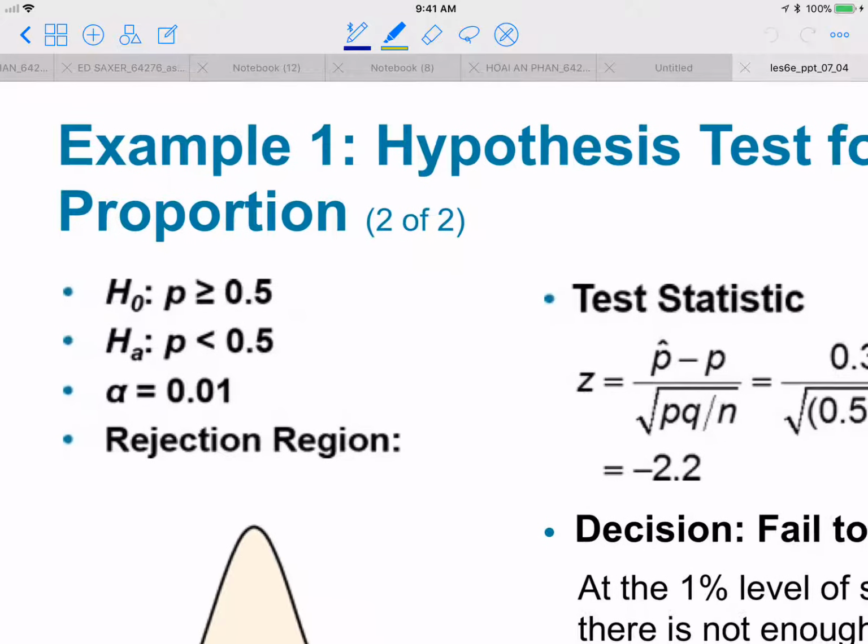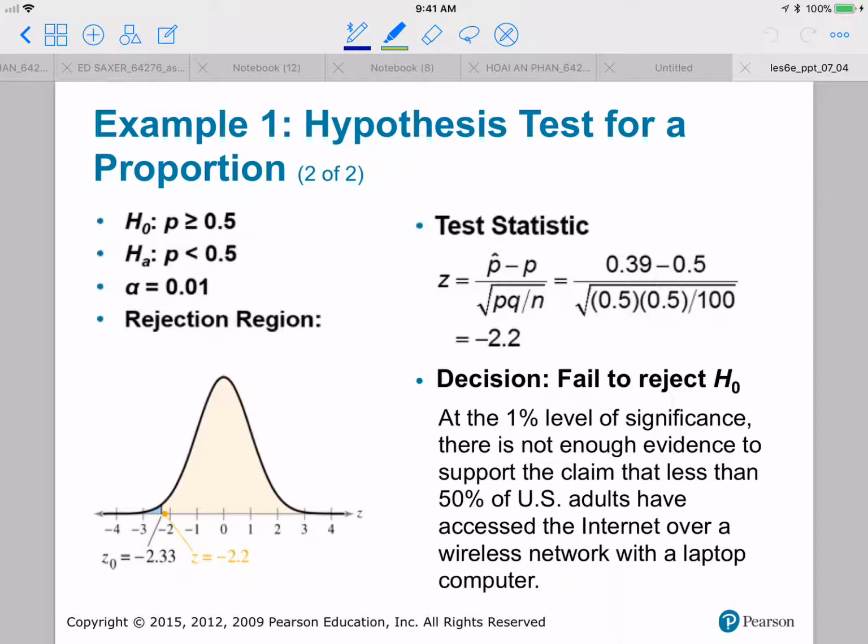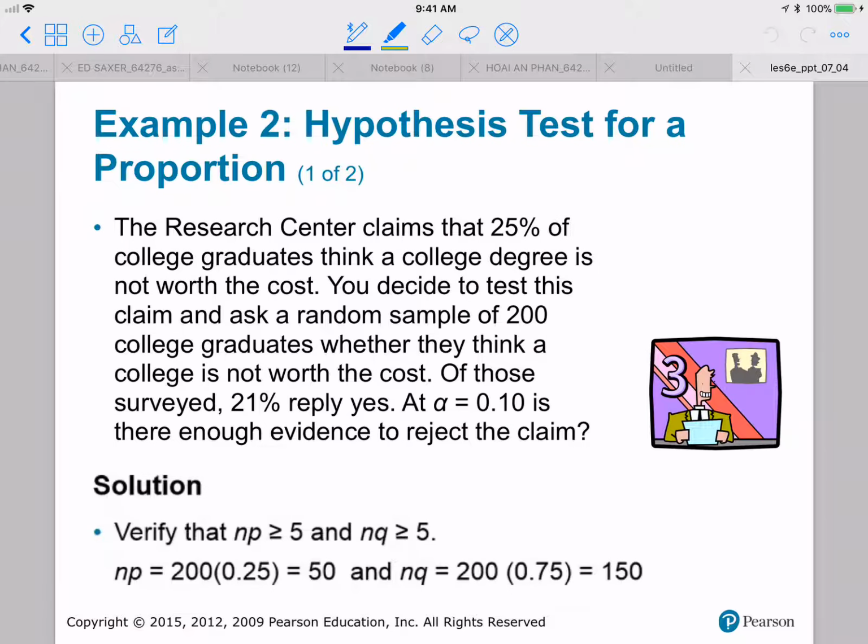I'm going to now move on to, so this is the way to answer it using the rejection region. Okay, and the slides are online as well. I'm now going to look at example 2. So it says a research center claims that 25% of college graduates think a college degree is not worth the cost. You decide to test this claim.